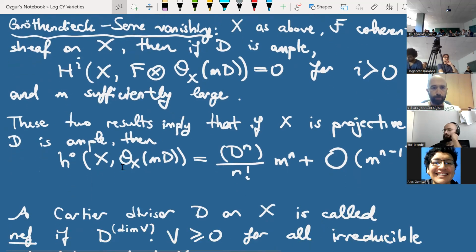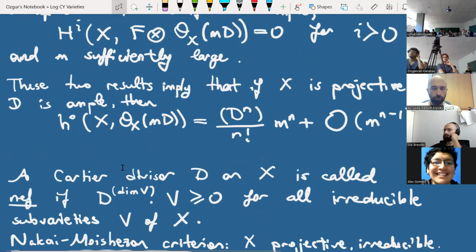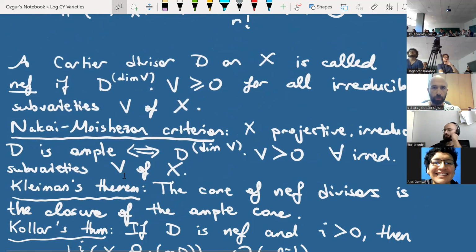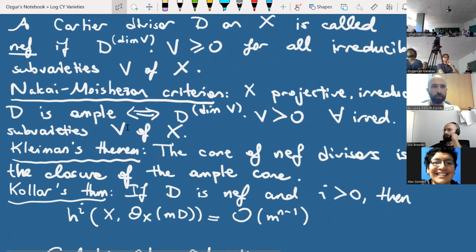Now, the notion of ample, as I mentioned, is nice, but sometimes you want to relax it a little bit, and there's the notion of nef divisor. A Cartier divisor on X is called nef if D to the power dimension of V times V, which is the right power of D that would produce you numbers, is greater than or equal to 0 for all irreducible subvarieties V of X.